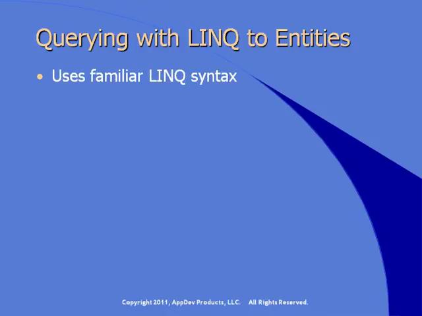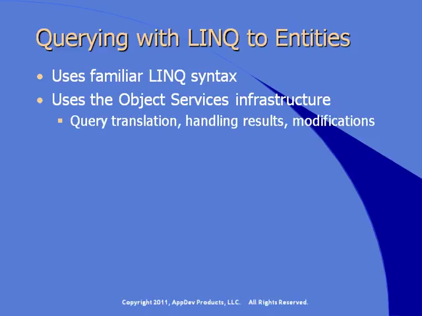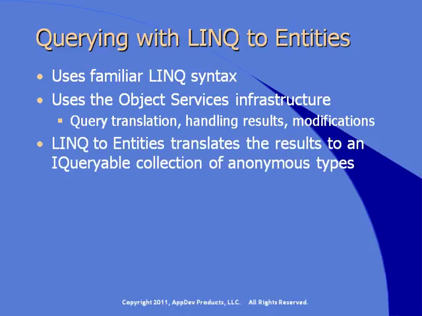Queries you write with LINQ to entities use the familiar LINQ syntax. They also use the object services infrastructure, and it's the object services that are responsible for translating LINQ to entities queries into something that the backend data stores can understand, also handling results that come back, and giving the ability to make modifications, particularly to track changes. And LINQ to entities will translate the results of any queries into an IQueryable collection of anonymous types.